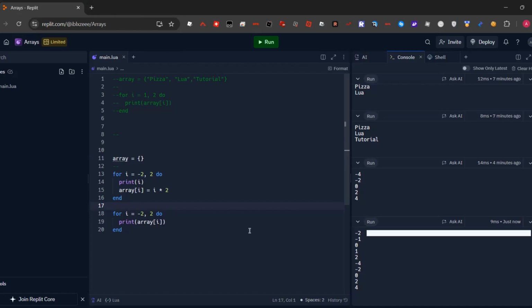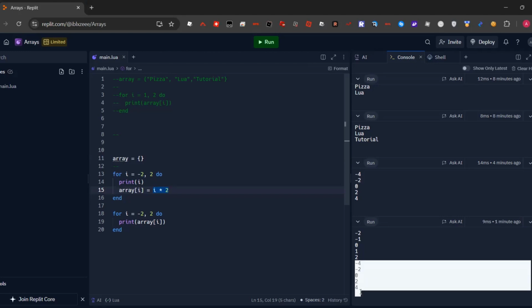-2 times 2 is -4. -1 multiplied by 2 is -2. So that is over here. Okay. Then the third value is 0. So 0 multiplied by 2 is 0. And then we have 1 times 2, so it's 2. Oh sorry, I said 2 times 2 and 4 earlier, but it's 1. So 1 times 2 is 2. And 2 times 2 is 4. Do you understand now? Yeah.